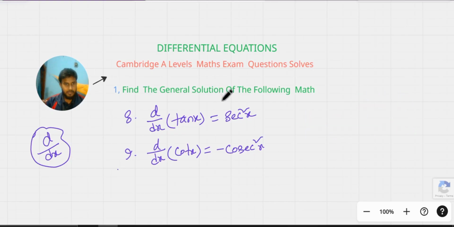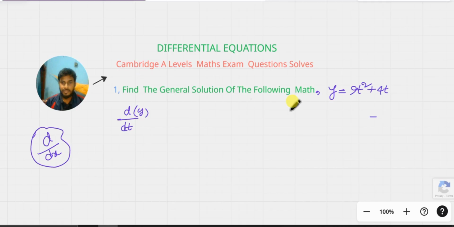So we have to always remember that differentiation means the rate of change of the y variable with respect to x. It determines the changes of the y variable with respect to the x variable. So our first question is, here we can see there is a function y equal to 9t square plus 4t. So we have to differentiate this equation.